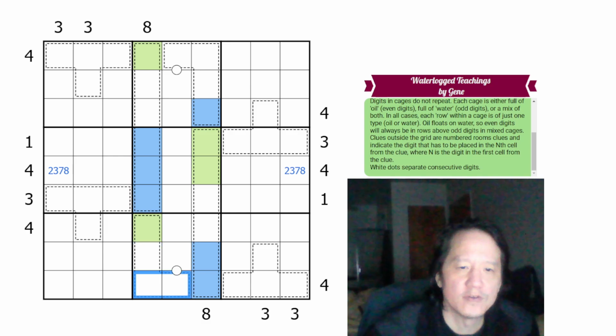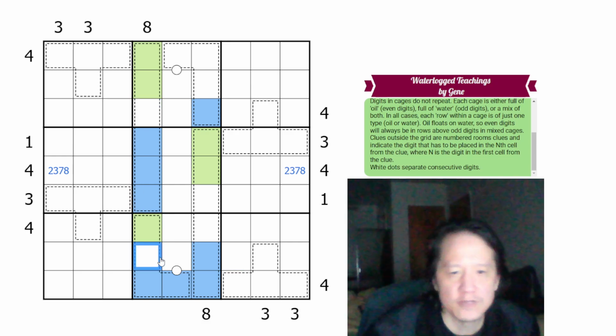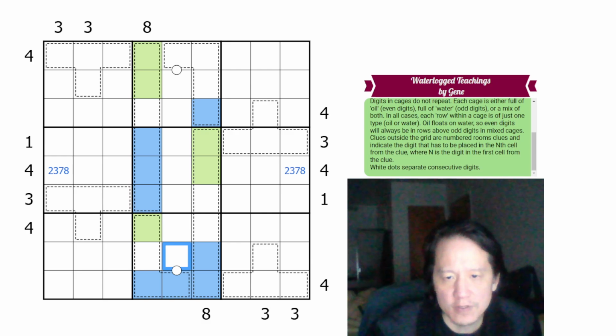That's if that's even. If this is odd, then at least one of these is even. So that has to be even, right? And then either one of these is even and one of them is odd. So this is even then. This would be even, and this would have to be even then because these are even.